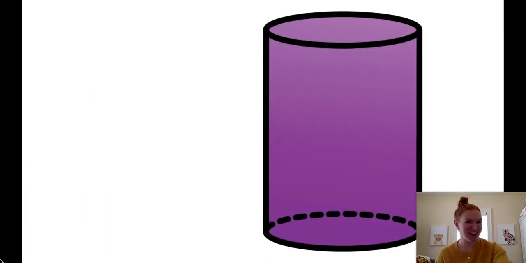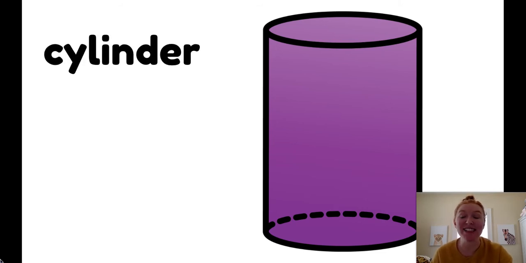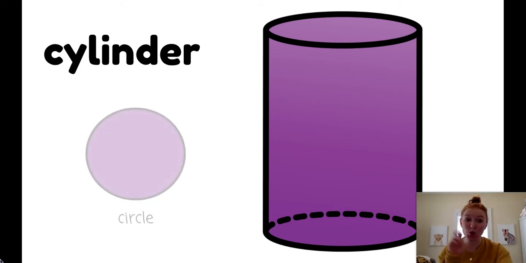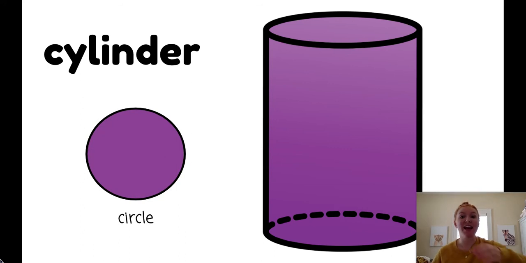Do you know what this one's called? It's kind of tricky. This one's called a cylinder. Can you say cylinder? Cylinder. A cylinder has two flat sides. It has a circle on the top and a circle on the bottom. So just like our cone has a circle on the bottom and it goes up to a point at the top, the cylinder has a circle on the top and a circle on the bottom. And then it just has kind of rounded sides all the way around.